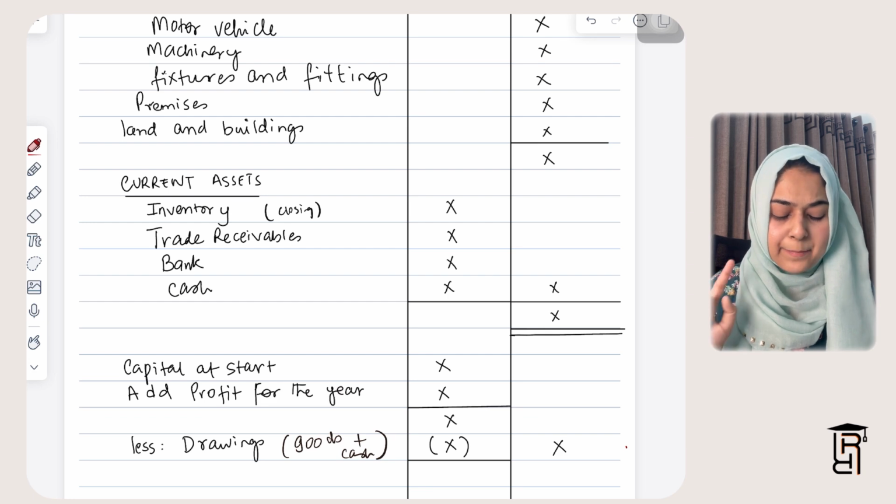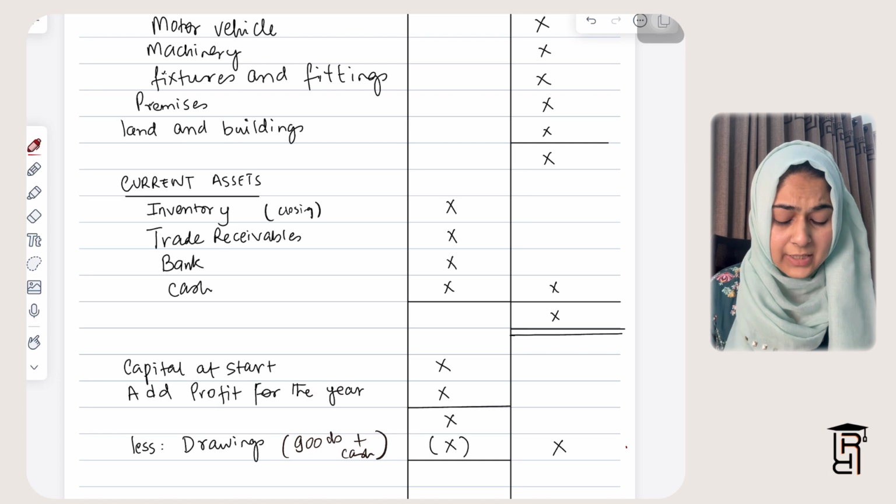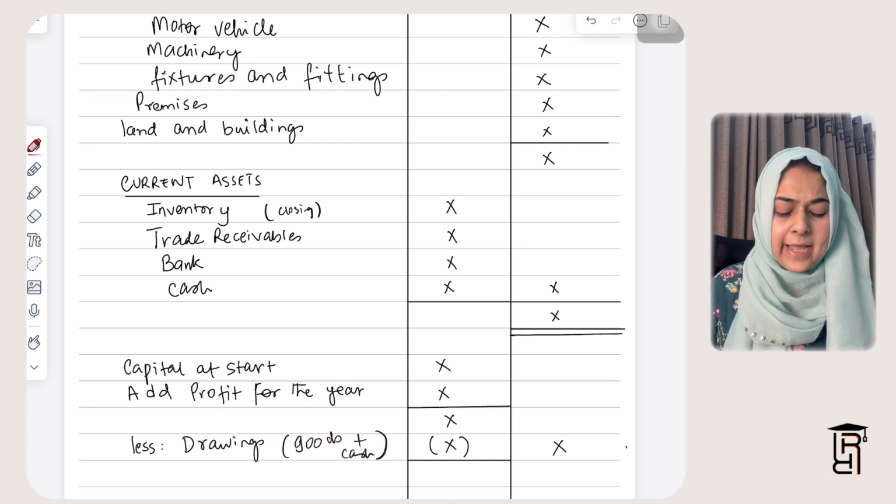Then we have money in the bank. Whatever value of money we have in the bank is my current asset. Then the cash value.